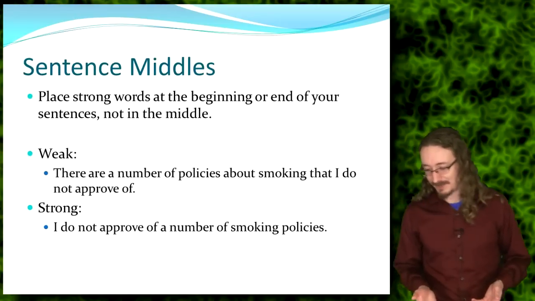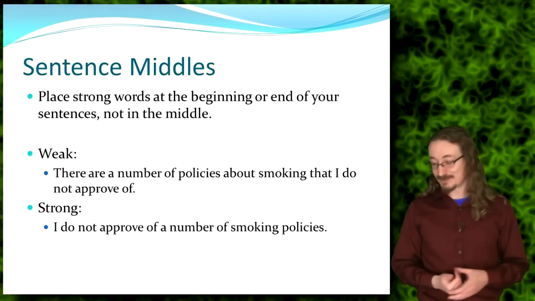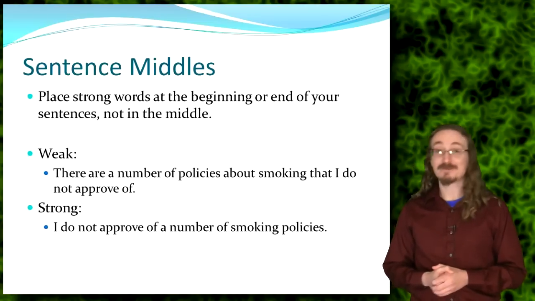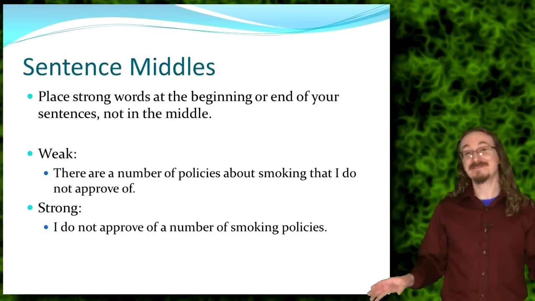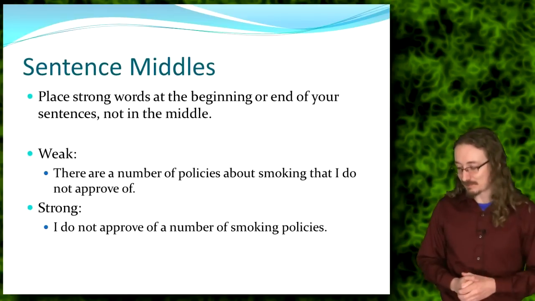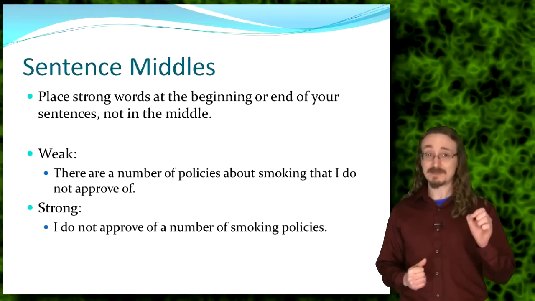Now let's look at the example here. There are a number of policies about smoking that I do not approve of. So that's got a weak start and a weak ending. So we need to fix those. I do not approve of a number of smoking policies.